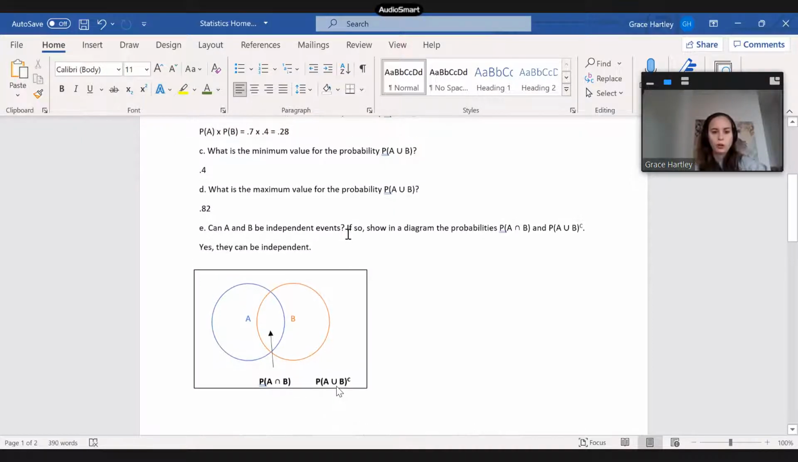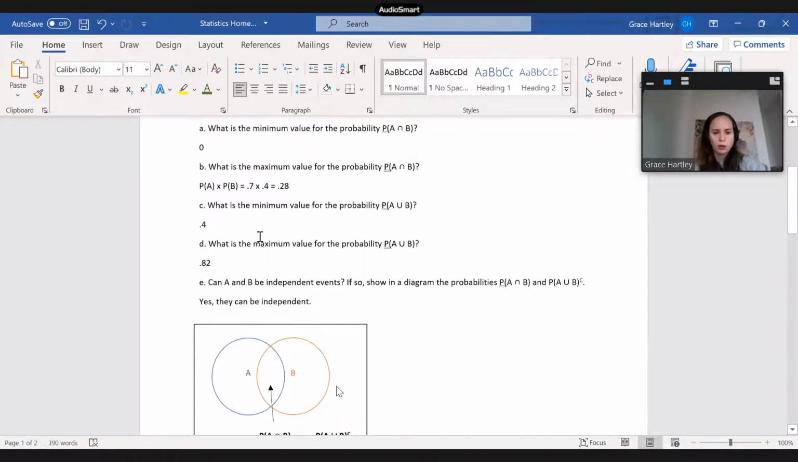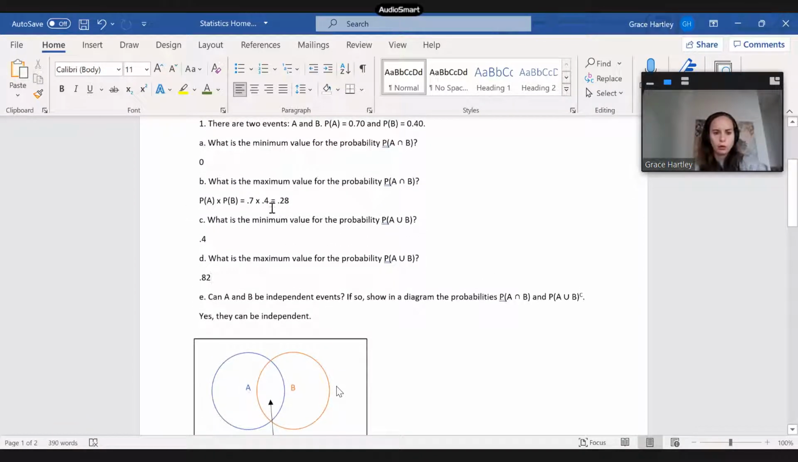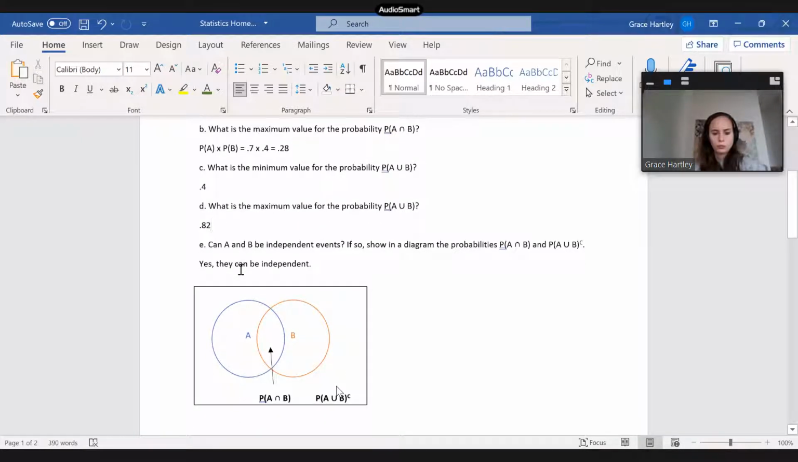Right? So I think that's what I did here. So it would be 0.7 plus 0.4 minus 0.28, right? And I think that's 0.82. Um, no, it's not necessarily, because when you're doing part A, B, C, and D, you don't have the independence assumption.